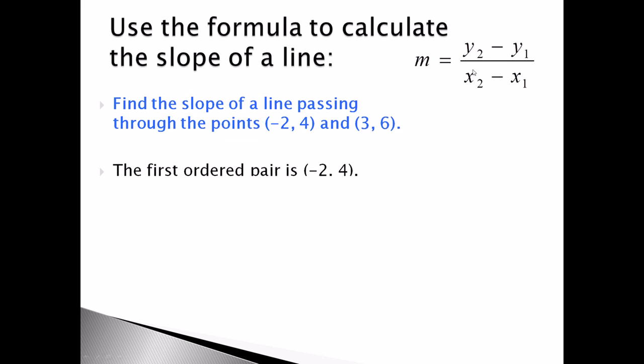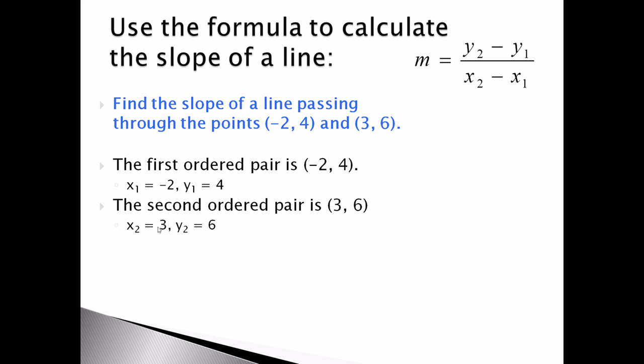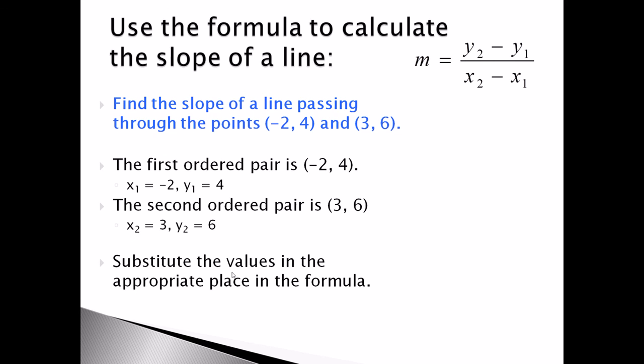So we have to subtract our y's. The first ordered pair is -2, 4. So that means x sub 1 is -2, y sub 1 is 4. The first x, the first y. Our second ordered pair is 3, 6. I'm going to go through the first examples pretty concisely. So x sub 2 is 3 and y sub 2 is 6 because it's the second x and the second y.